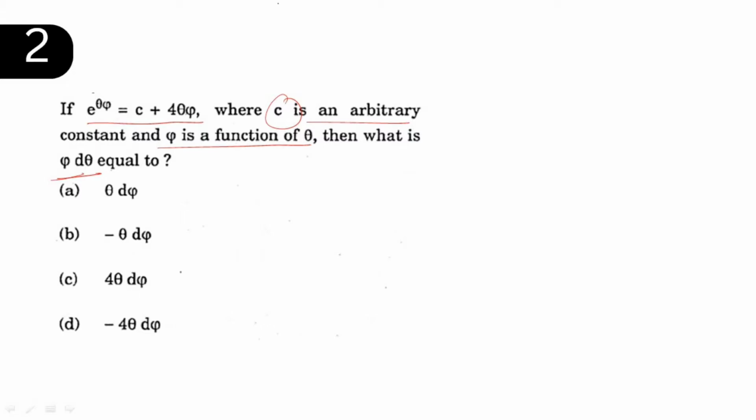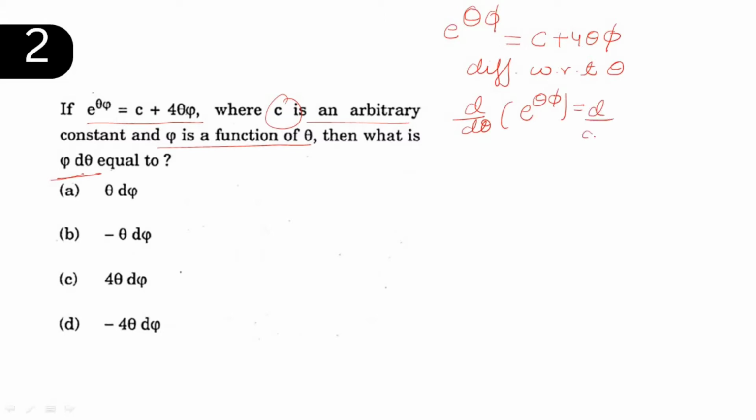So for this, we can just write our basic equation first, that is e to the power theta phi is equal to c plus 4 theta phi. So differentiating with respect to theta on both sides, we will get d phi d theta here and here. Okay, so what comes here? We know that e to the power something, if we differentiate, the same value will come, multiplied by the differentiation of the thing in the power.